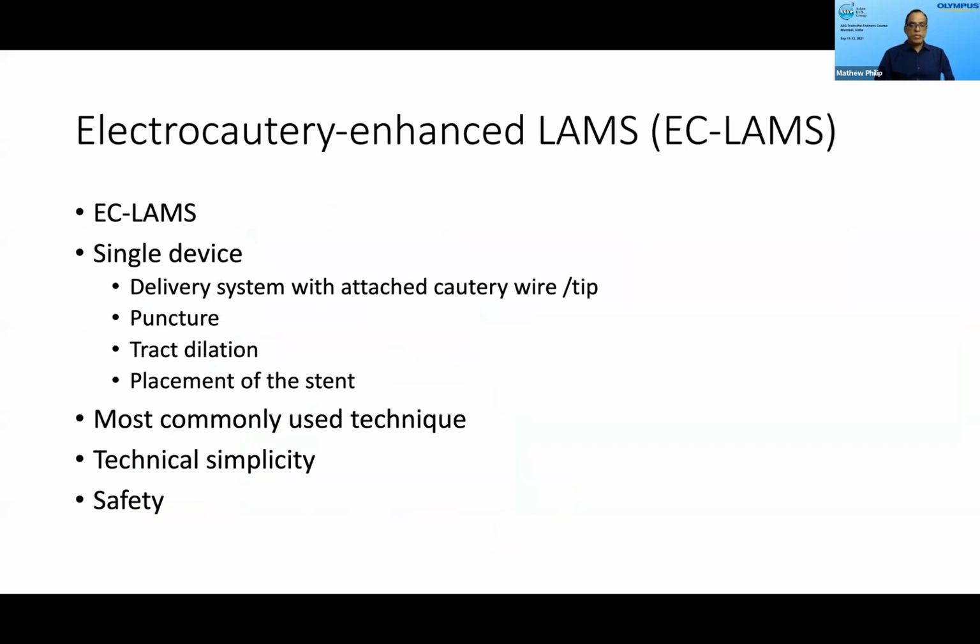When you come to the electrocautery enhanced LAMS, EC LAMS, it's a single device. It has a delivery system with an attached cautery wire or tip. It does the puncture, the tract dilatation, and placement of the stent, all in a single step. This is the most commonly used technique, and technical simplicity and safety favor the use of EC LAMS.